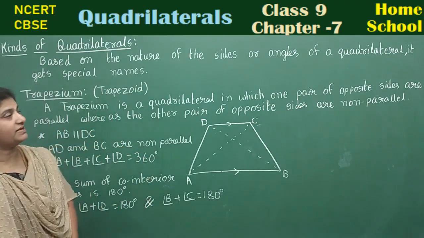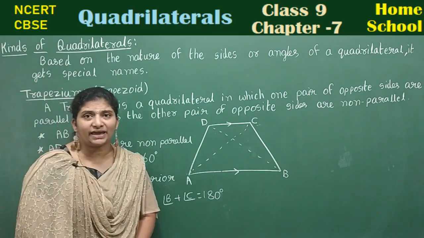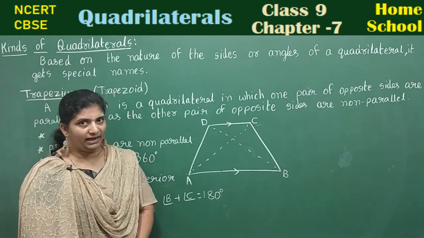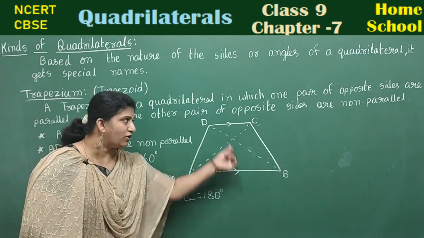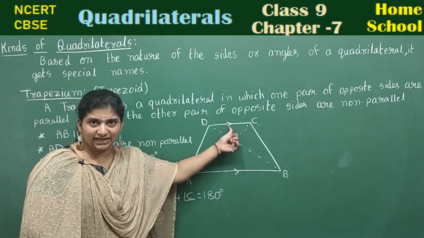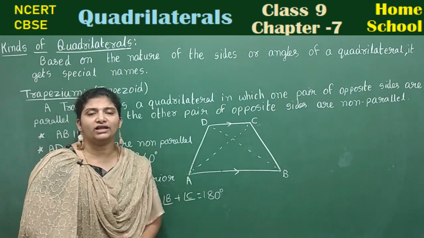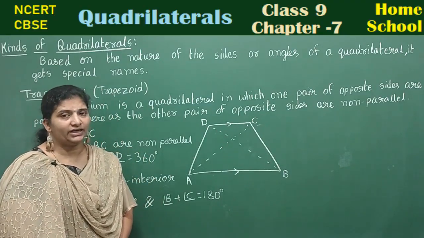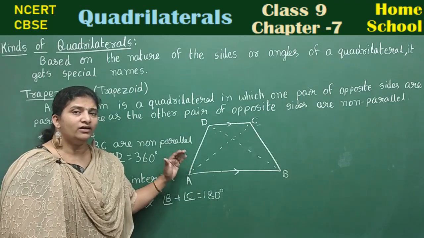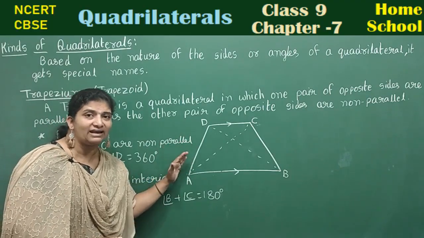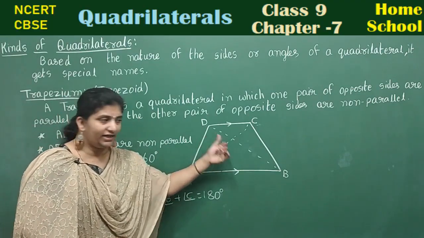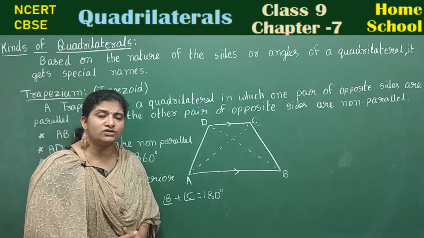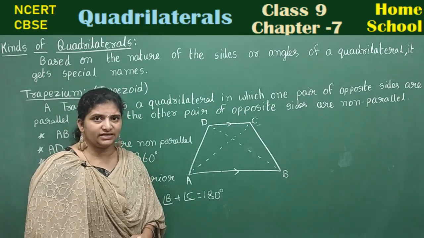What is a trapezium? A trapezium is a quadrilateral in which one pair of sides is parallel and one pair of sides is non-parallel. Parallel sides are indicated by an arrow mark, that makes AB parallel to CD, and AD non-parallel to BC. The co-interior angle sum is equal to 180 degrees. Co-interior angles, how are we taking them here? The angles formed by the non-parallel sides. Angle A plus angle D is 180, angle B plus angle C is 180 degrees. And the sum of the interior angles of a trapezium is equal to 360 degrees.